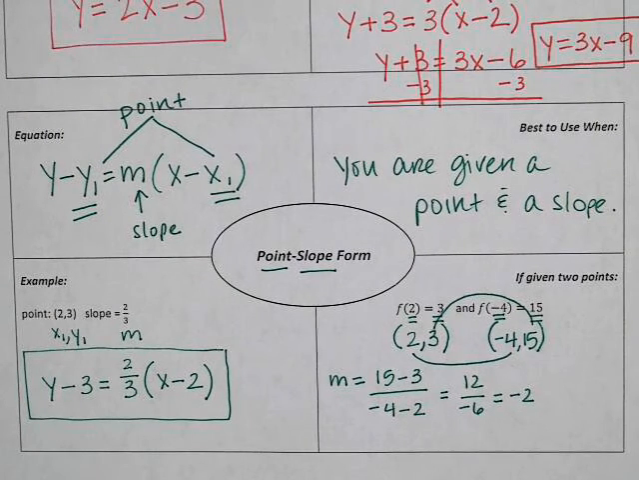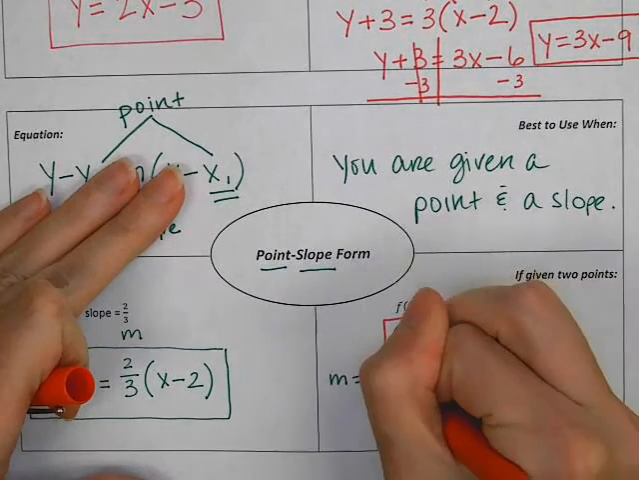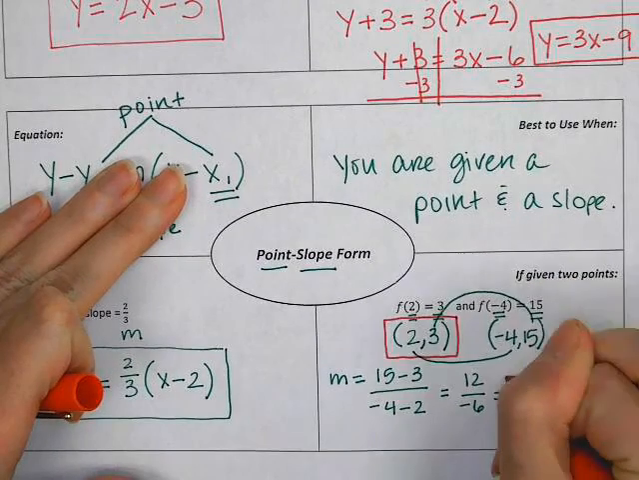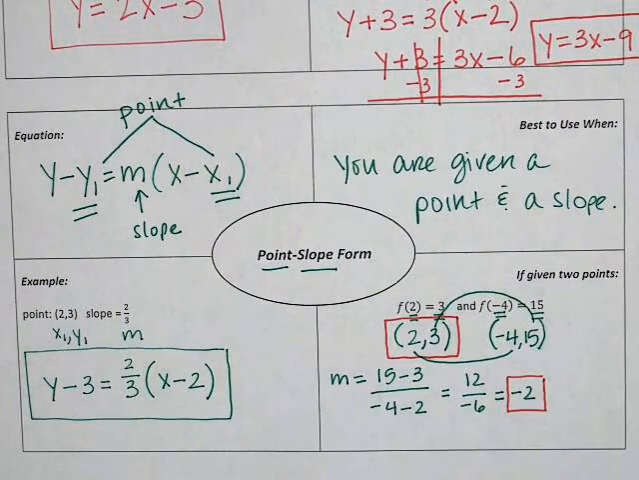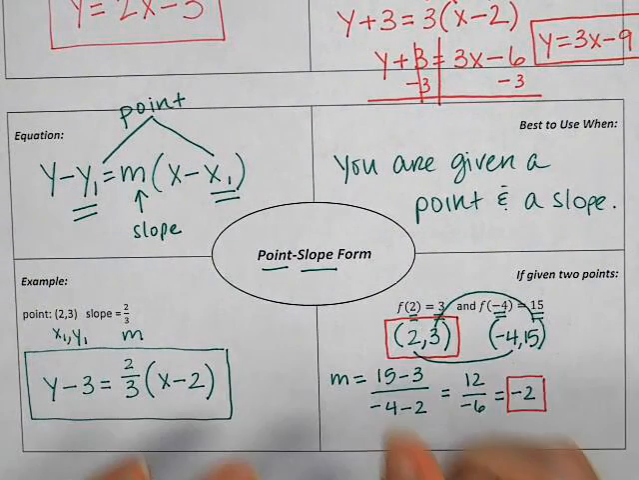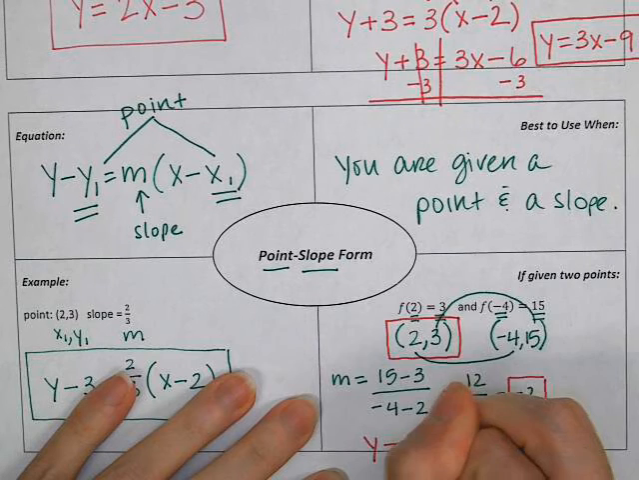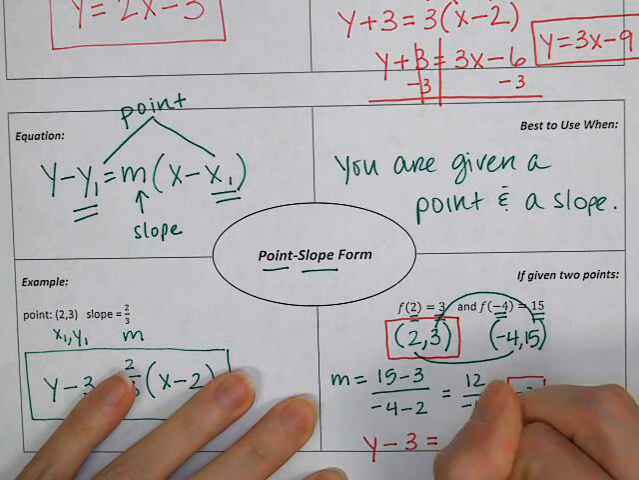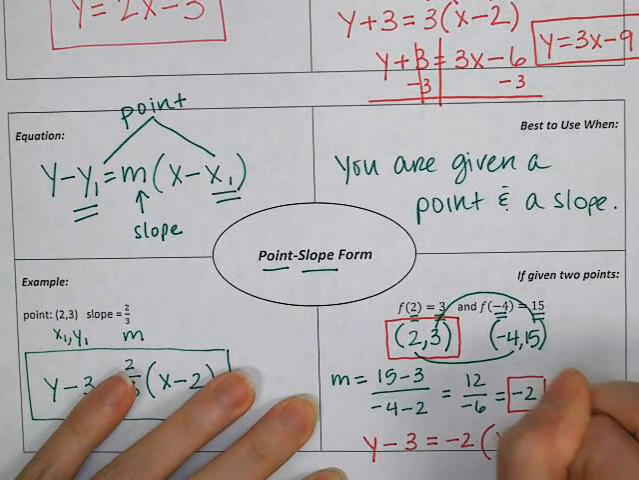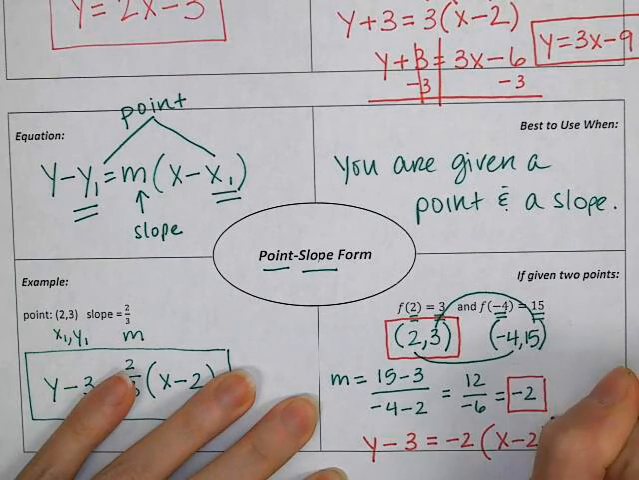And then you're going to pick one of the points. I'm going to pick the first one. So here's my point, and here's my slope. Let's plug it into point slope formula. So it's y minus 3 equals negative 2 times x minus 2. That's a point slope form.